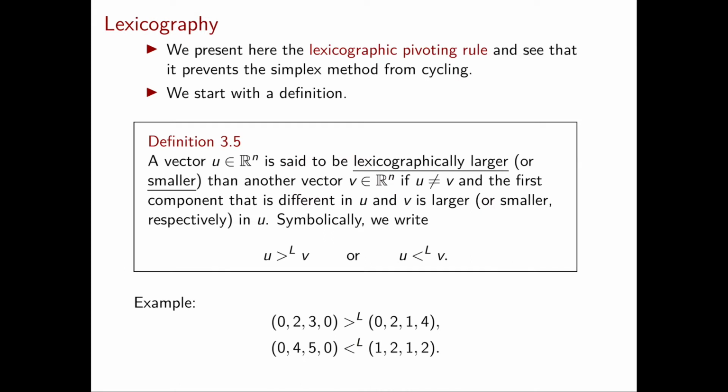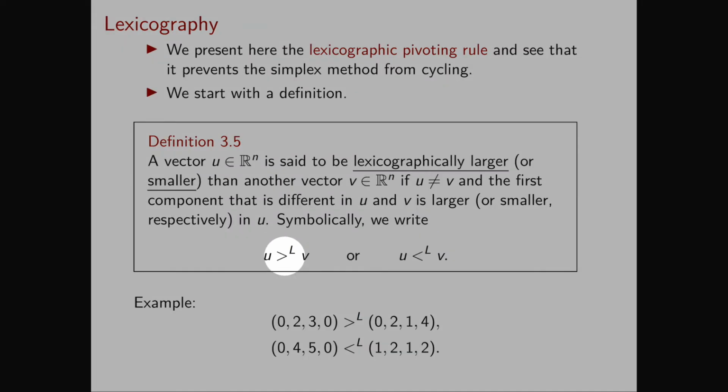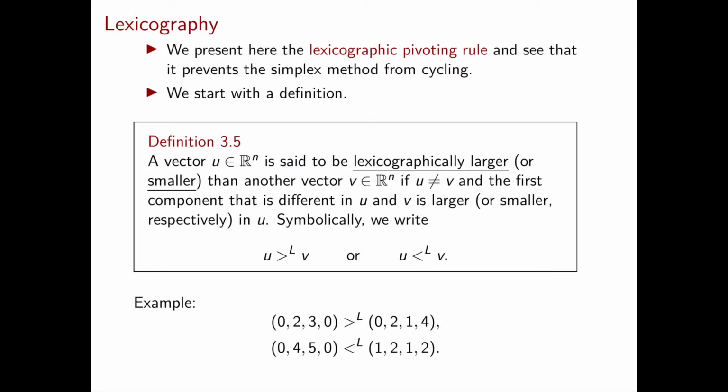Let's start with the lexicographic pivoting rule. This is the first of the 2 pivoting rules that we will see that always avoid cycling. To introduce this pivoting rule, we need to define first what it means for a vector to be lexicographically larger or smaller than another vector. Given 2 vectors, u and v, we say that u is lexicographically larger than v, and we write it like this, whenever u and v are different, and the first component that is different in u and v is larger in u. Let's immediately see an example over here.